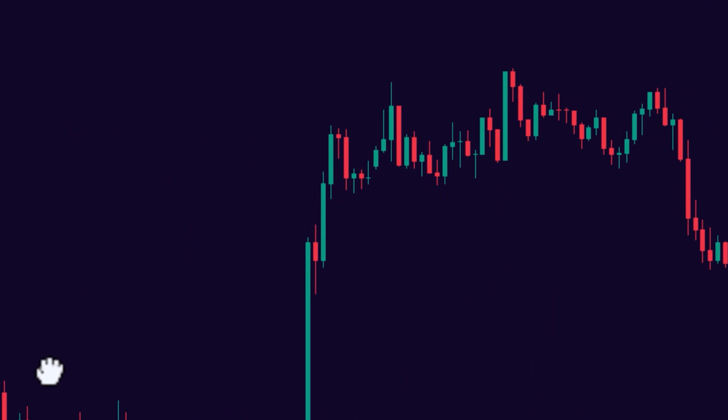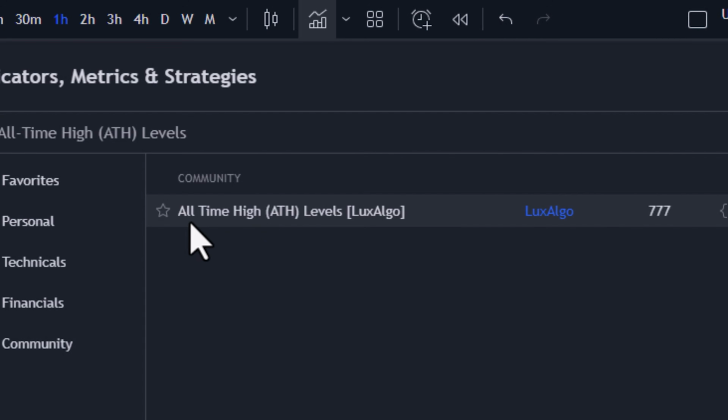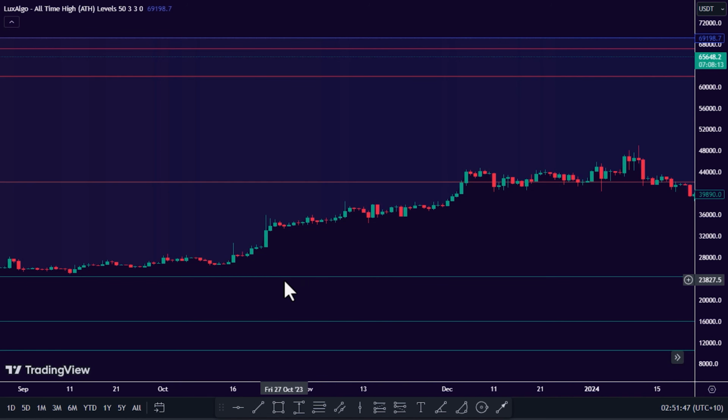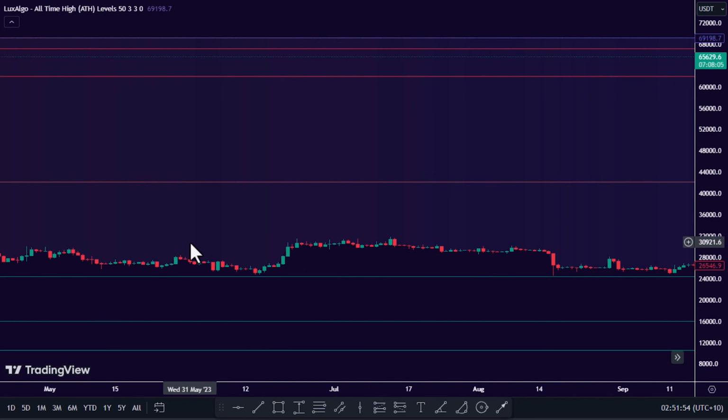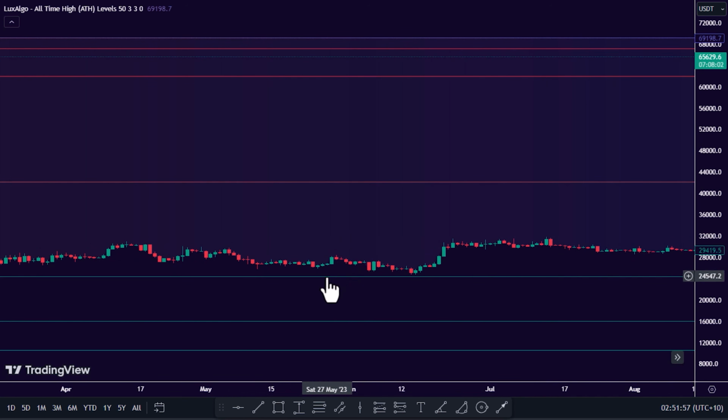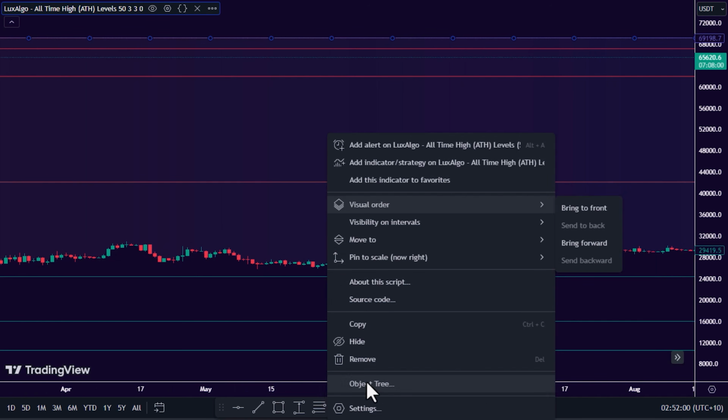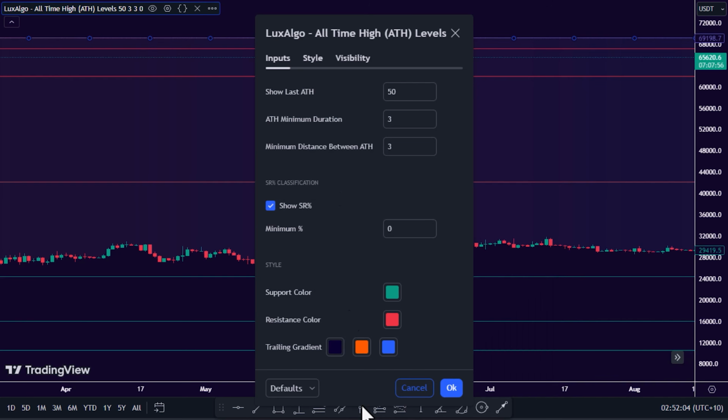Now, to find the indicator, search for the keyword all-time high ATH levels by LuxAlgo. Before we dive into trading strategies, let's check out these indicator settings on the TradingView platform. Here's how to do it. Place your mouse on the indicator and right-click. Navigate to select the settings option.